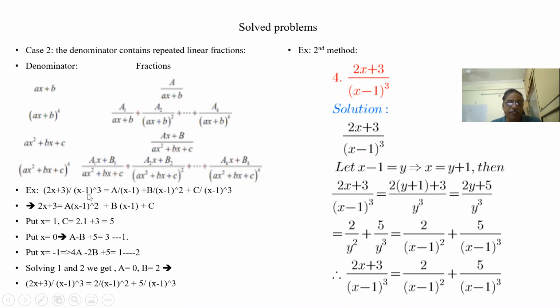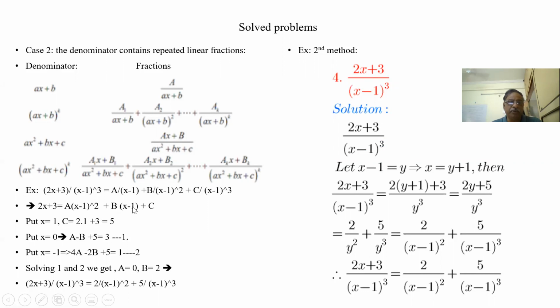Since the cube is there, I have to put three fractions: a by x minus 1 plus b by x minus 1 whole square plus c by x minus 1 whole cube. So that means, if I do the LCM and do the calculation, 2x plus 3 is a into x minus 1 whole square plus b into x minus 1 plus c. If you put x is 1, I will get c. When I put x is equal to 1, these two terms become 0, so c is equal to 2 plus 3, which is 5.